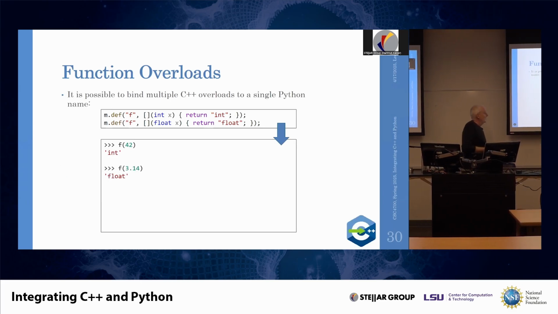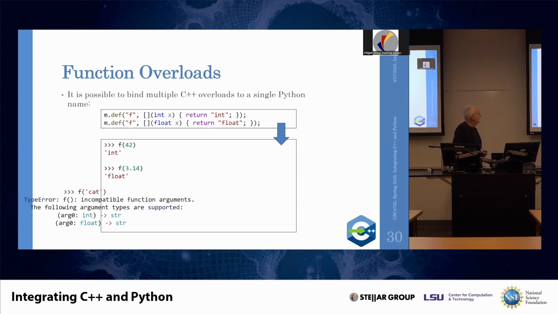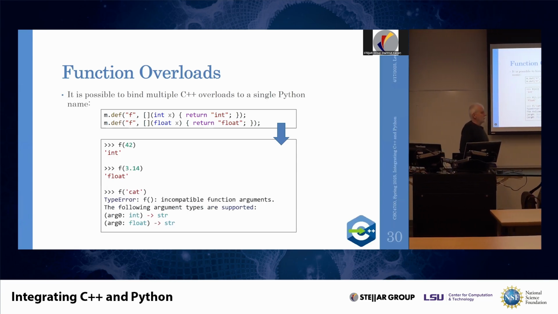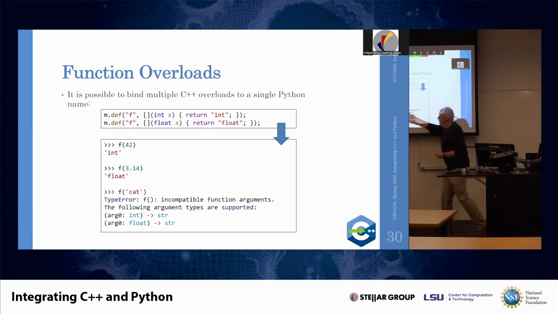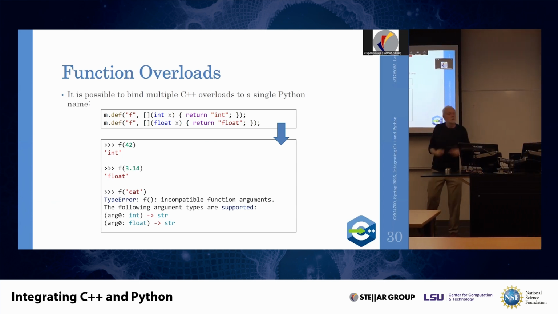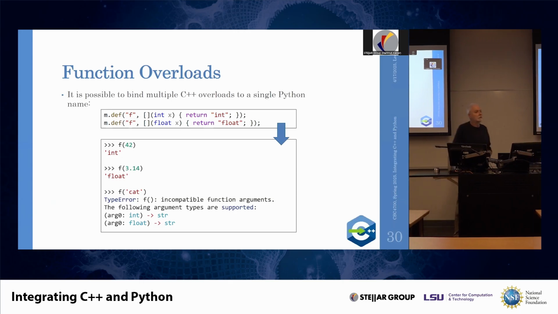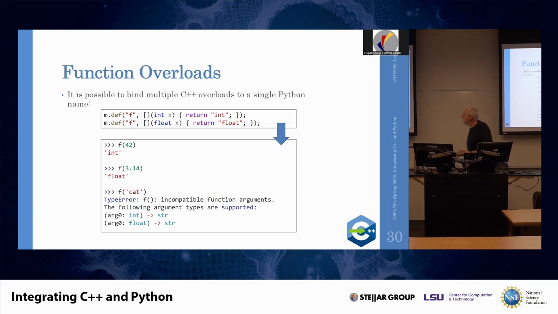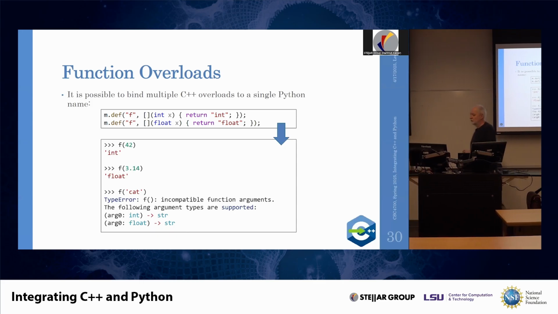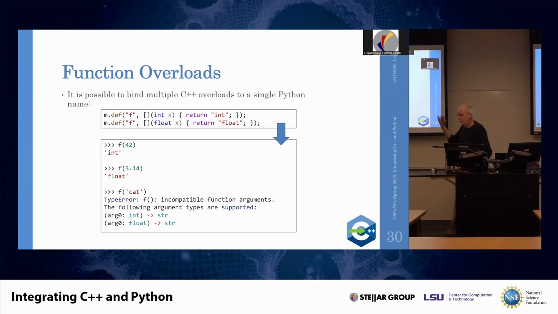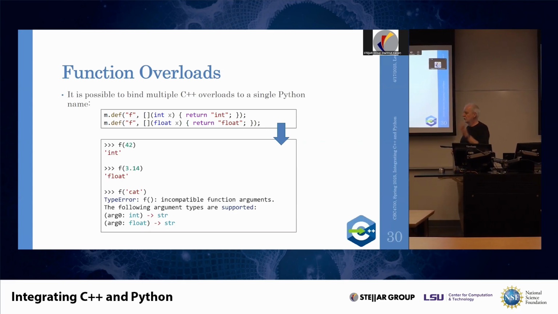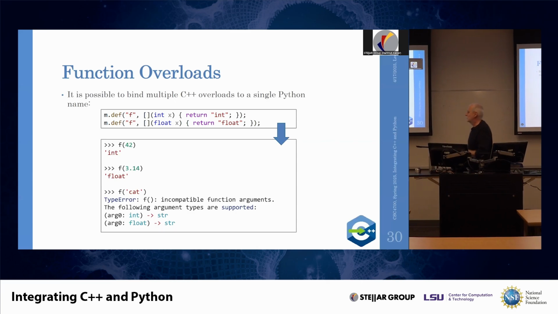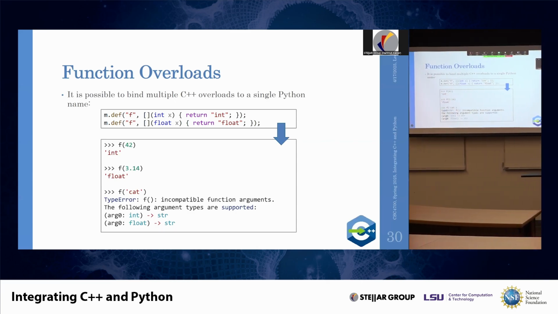If I call it with a double, it will return float. And if I call it with something else, I will get the appropriate error message, which is also listing the available arguments over the different overloads I have available for that. So this problem can be solved as well. Very important, especially when you're a C++ developer. You often have these functions overloaded for different types, so you don't want to wrap these functions separately into distinct names, so just to bind them. Pybind11 can do that.